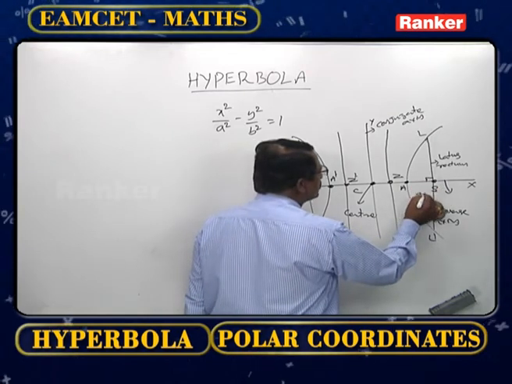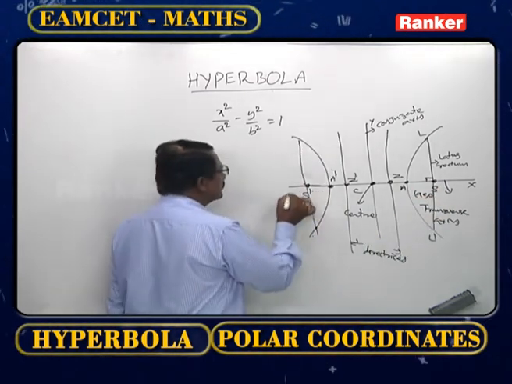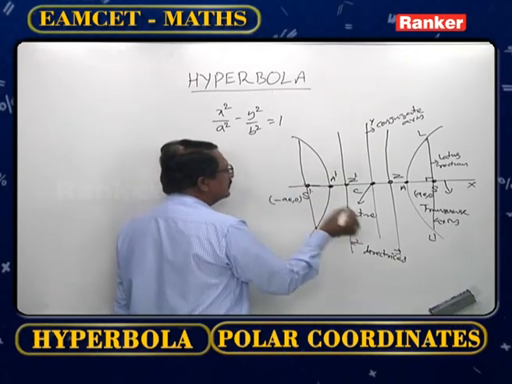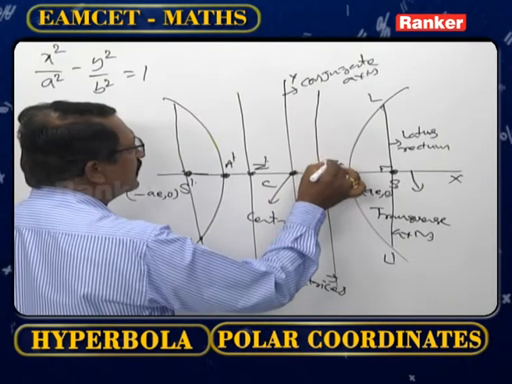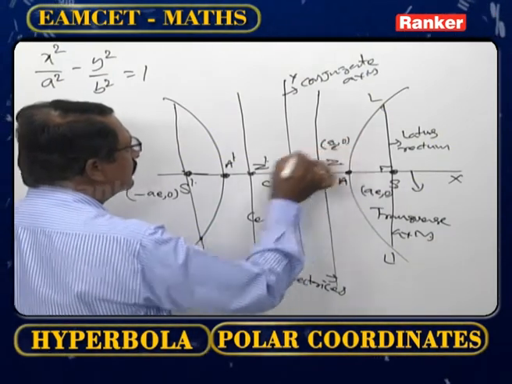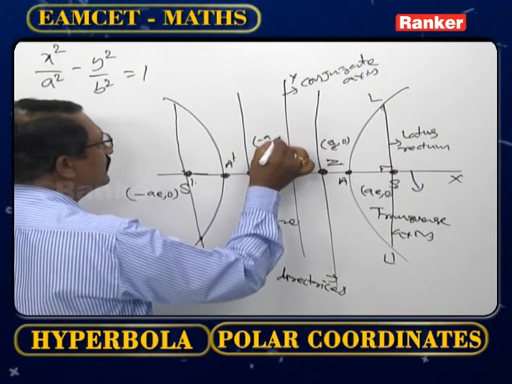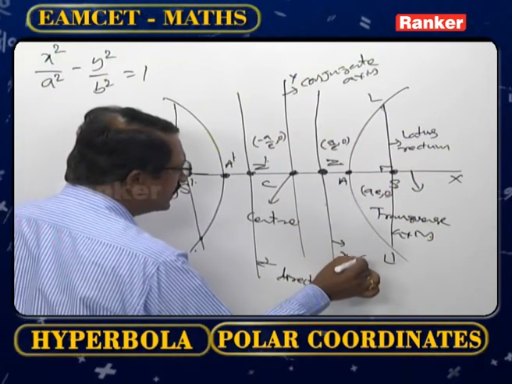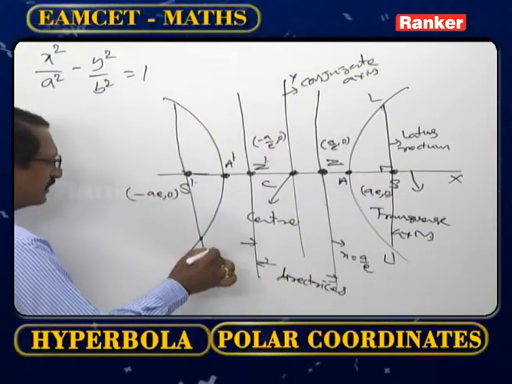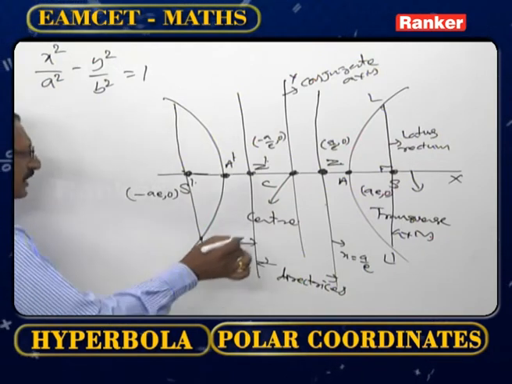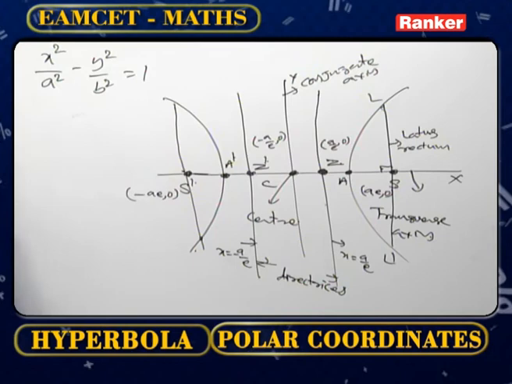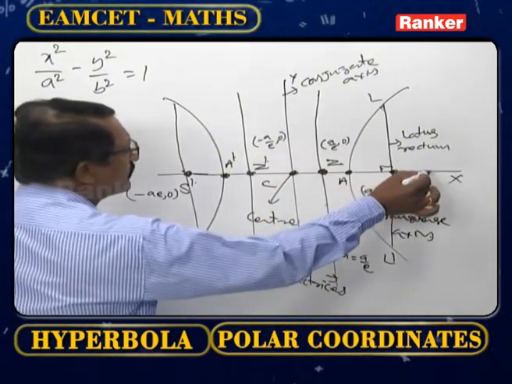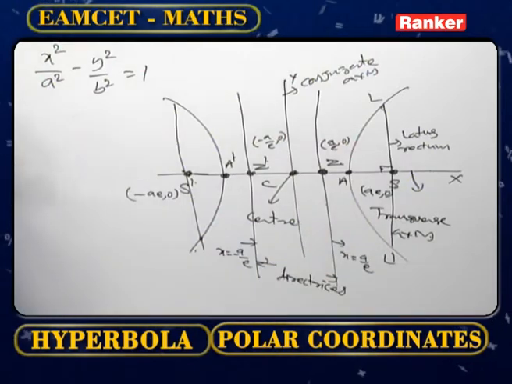One focus is AE comma 0, the second focus is minus AE comma 0. The foot of one directrix, Z, has coordinates A by E comma 0, and Z dash has coordinates minus A by E comma 0. The equations of the directrices are x equals to A by E and x equals to minus A by E, that is, x equals to plus or minus A by E. The equation of the transverse axis, which is the x axis, is y equals to 0. Similarly, the conjugate axis equation is x equals to 0.